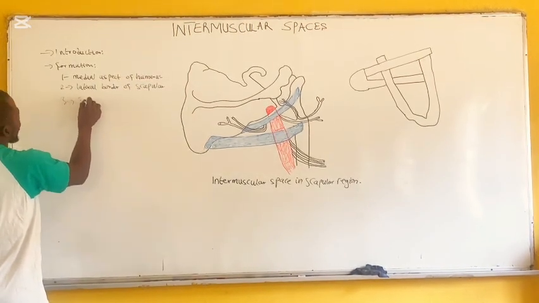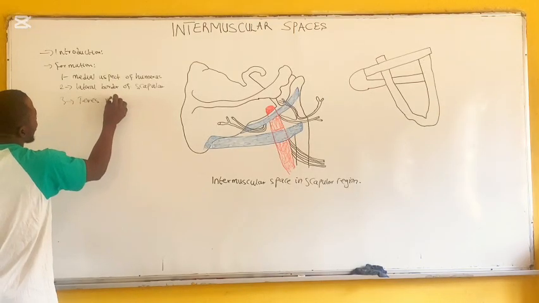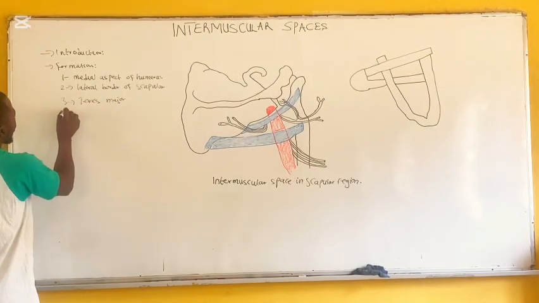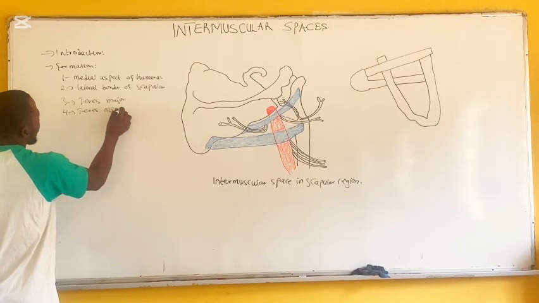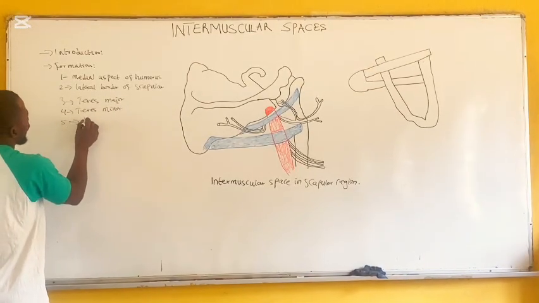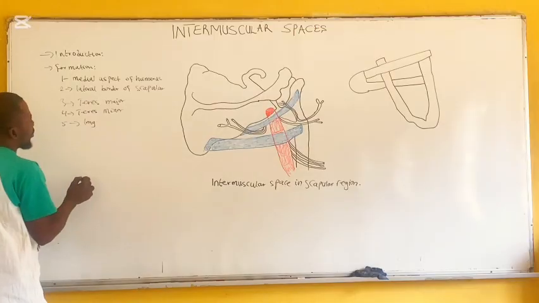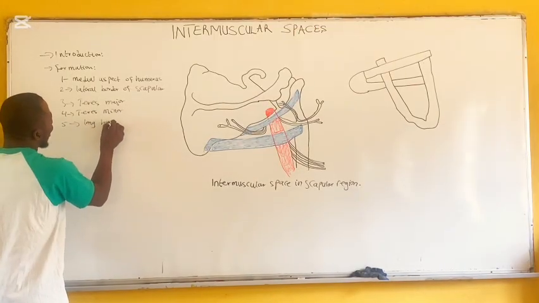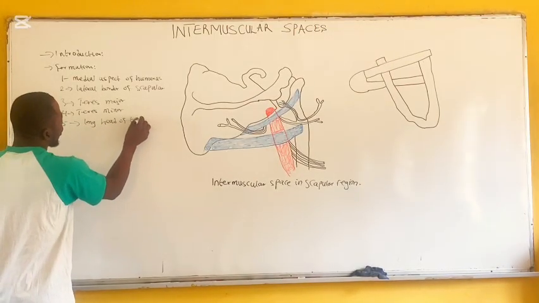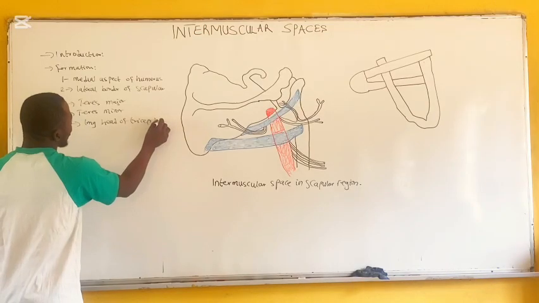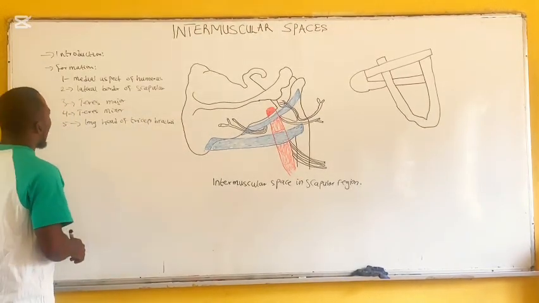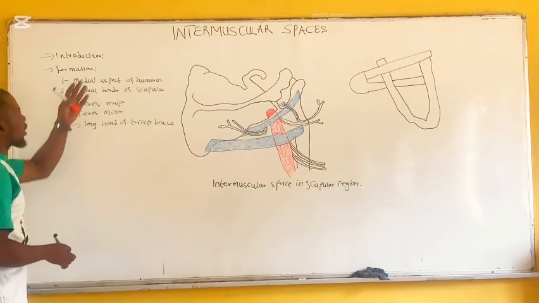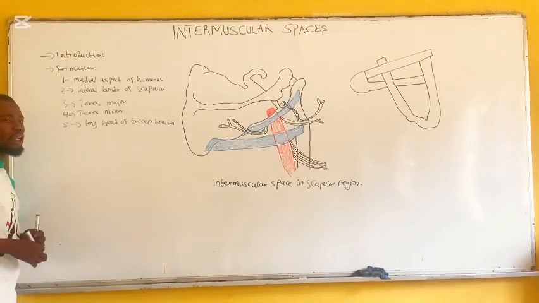3. Teres major. 4. Teres minor. 5. Long head of triceps brachii muscle. These are the structures that form the intermuscular spaces around the scapular region.